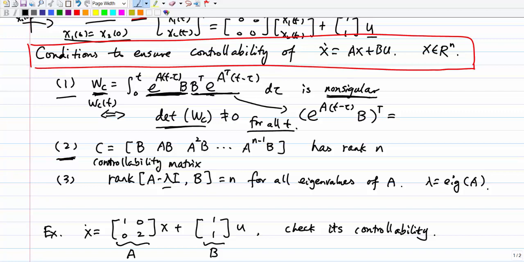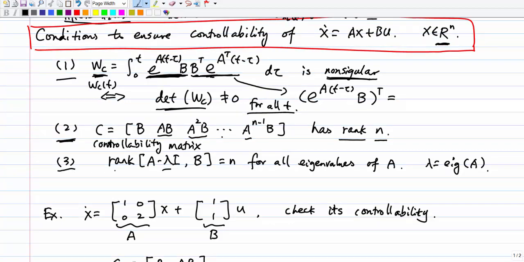C is constructed by this: you put B as the columns. B, you could have multiple columns, of course. For B, you put a B here, then you put A times B, you put A squared times B, until you put A to the n minus 1 times B. So n is the dimension of the state. Then you check the rank of C to see if the rank is equal to n. If yes, it is controllable; if not, it is not controllable.